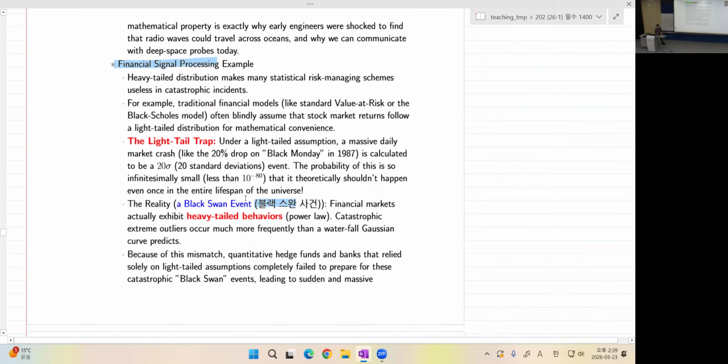And another thing is financial signal processing. Probably you remember the 2008 Lehman Brothers bankruptcy. At that time, what happened? People said a black swan appeared. Actually, the so-called black swan event is related to the power law.